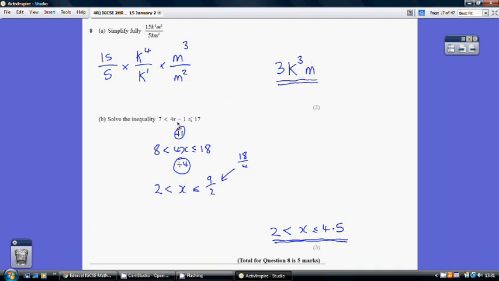Now for part B, we just need to make some adjustments to have just x left in the middle. So start off by undoing the minus 1 by adding 1 to the 7 and the 17, giving us 8 for x and 18. Then divide both by 4. 8 divided by 4 is 2, and 18 divided by 4 is 9 over 2, 4.5. So x is greater than 2 and less than or equal to 4.5.